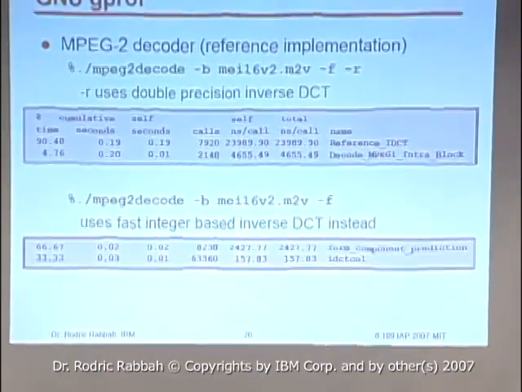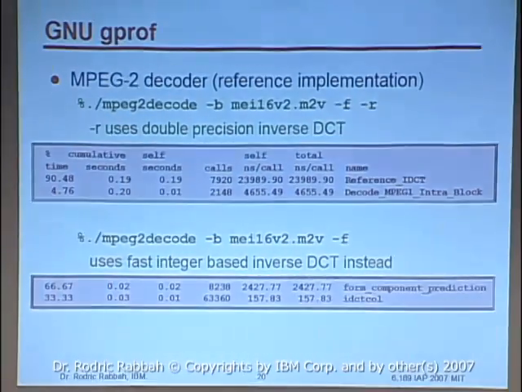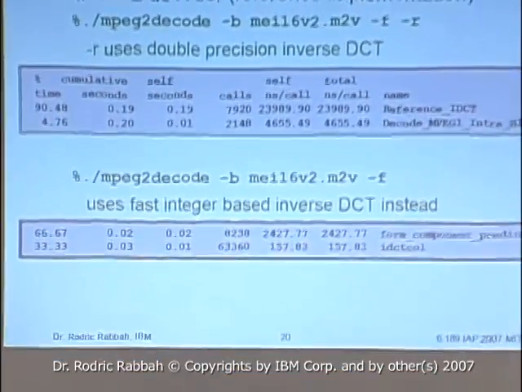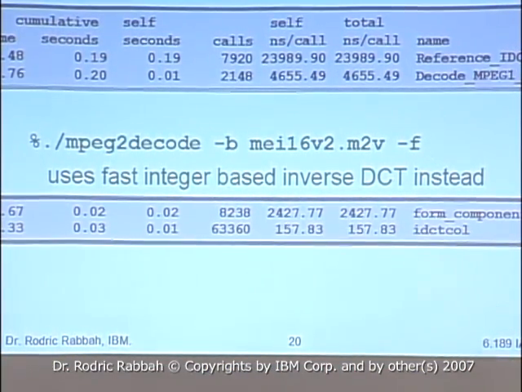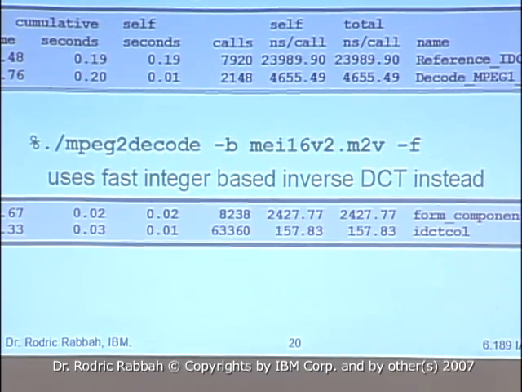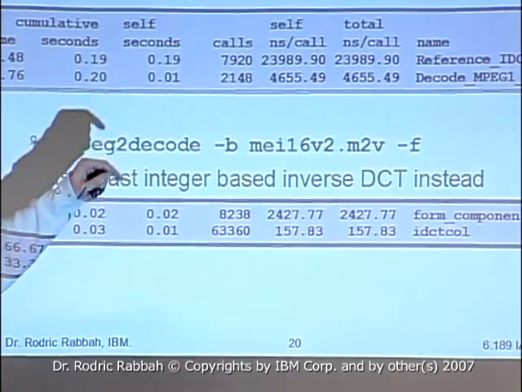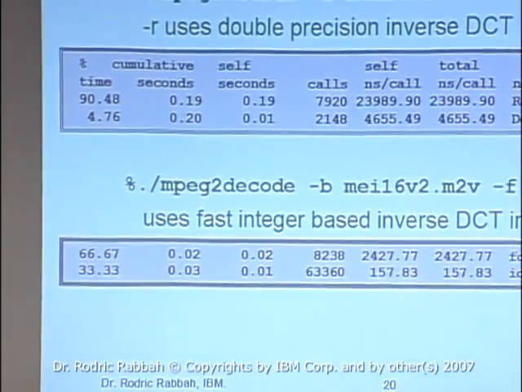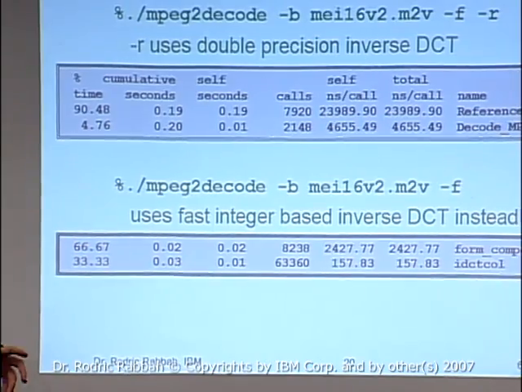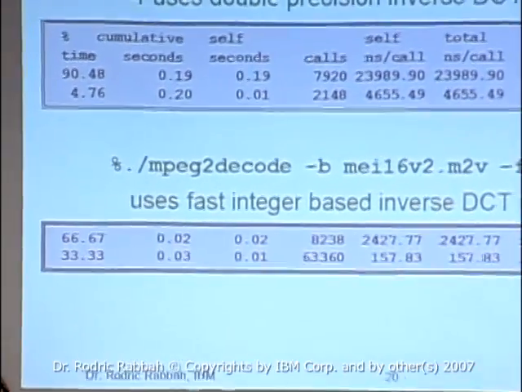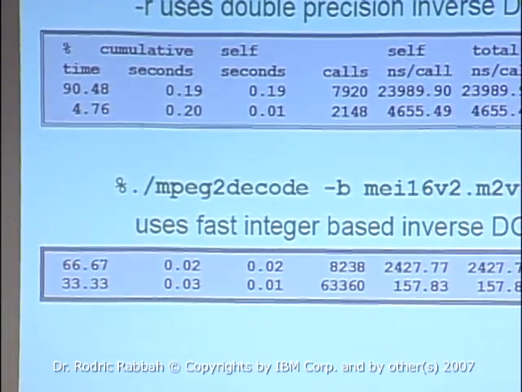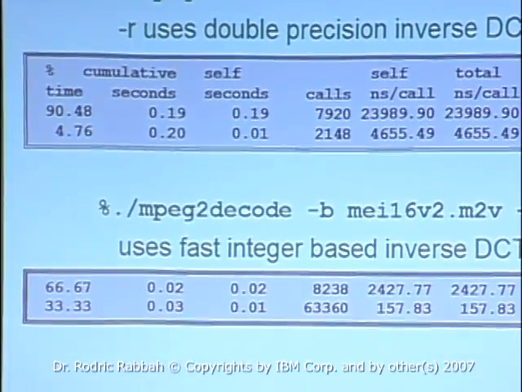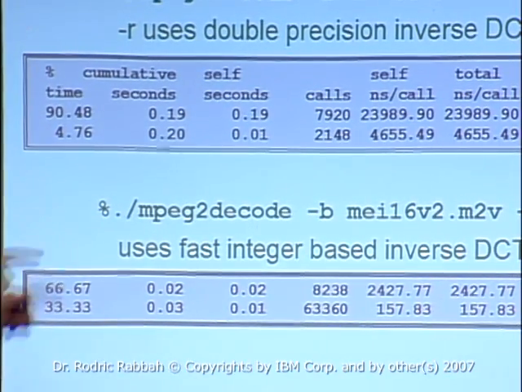MPEG has two versions of DCT, one that uses floating point, another that just uses some numerical tricks to operate over integers at a loss of precision, but they find that acceptable as part of this application. So if you omit the -r flag, it actually uses a different function for doing the DCT, and now you see the distribution of where the time is spent in your computation changes. Now there's a new function that's become the bottleneck, called form component prediction. And then IDCT column, which is actually the main replacement of the previous code. This one is now about a third of the actual computation.